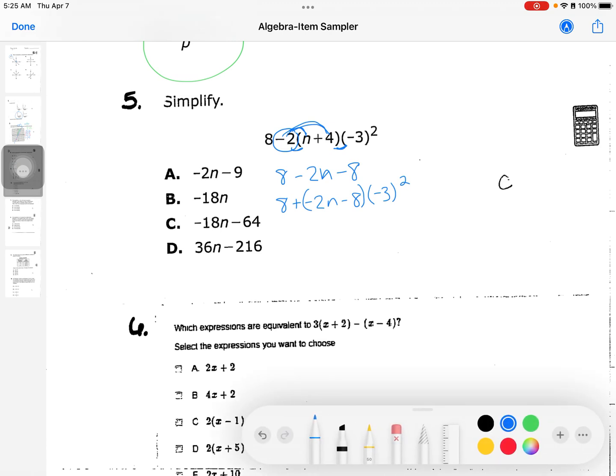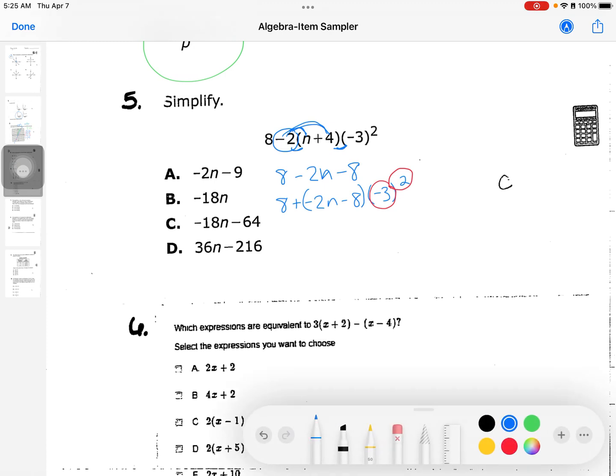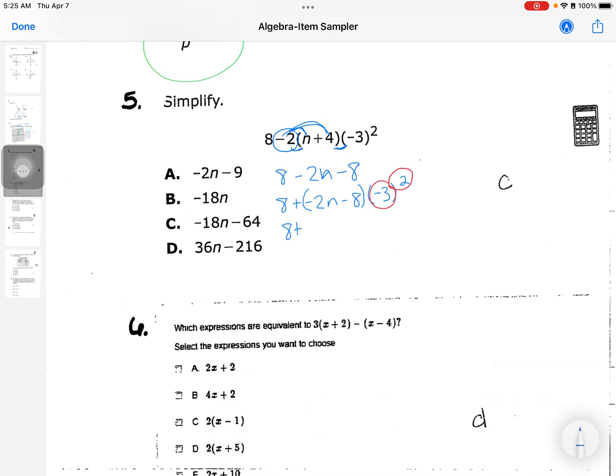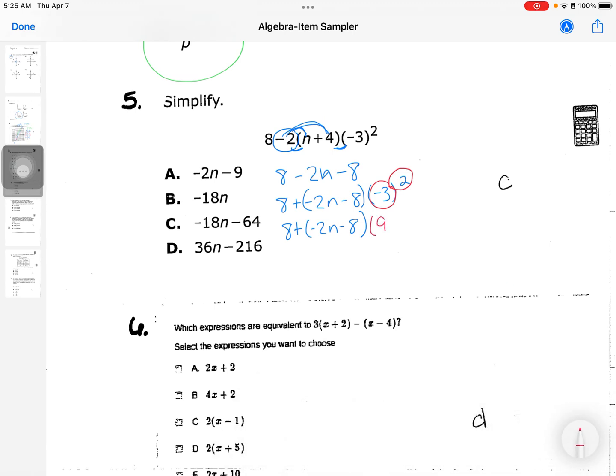And so if we think about doing that power, what would negative 3 to the second power be? Well, that would be negative 3 times negative 3, which is a positive 9. So we could rewrite our problem as 8 plus a negative 2n minus 8, because adding a negative is the same as subtracting, times 9.